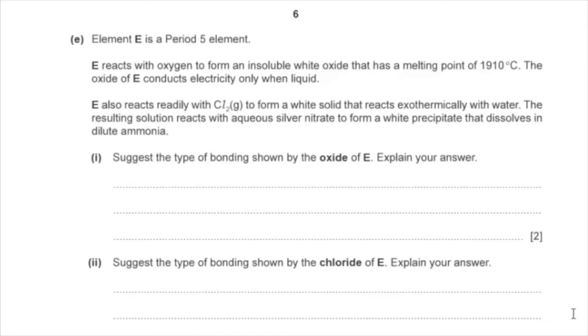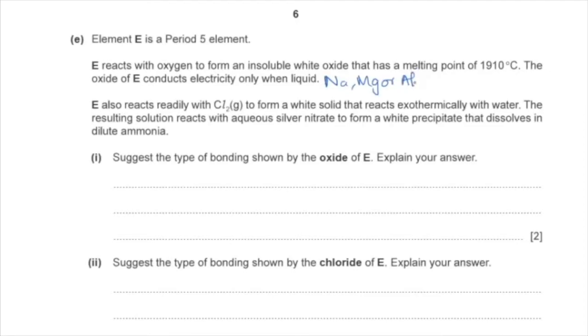Therefore, we can say that E forms a metal oxide, and it could be either sodium oxide or magnesium oxide or aluminum oxide. And these are the only oxides from period 3 that can conduct electricity when they're in their molten state. And they also share this property that they have a high melting point. So we can say that element E forms a metallic oxide. So it could be either sodium, magnesium, or aluminium.